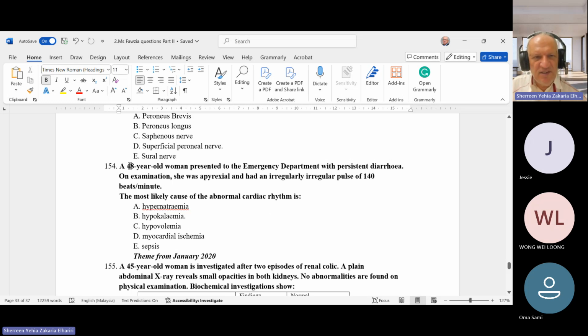Next question, a 48 years old woman presented to emergency with persistent diarrhea. On examination, she had an irregular pulse of 140 beats per minute. What is most likely the cause of the abnormal cardiac rhythm? So forget the cause of diarrhea. Maybe they have Crohn's, have something, but they have an irregular pulse. So in this diarrhea, which electrolyte is disturbed?